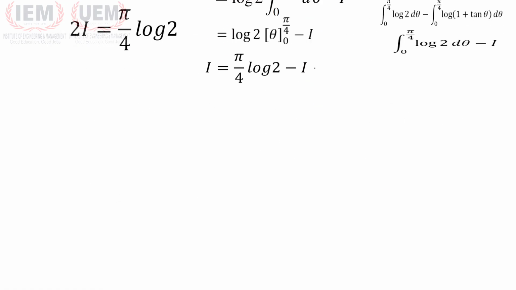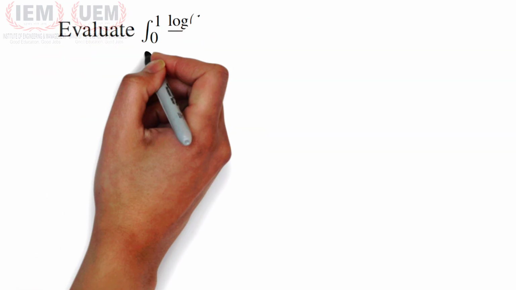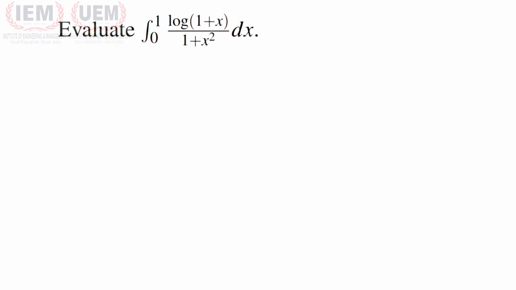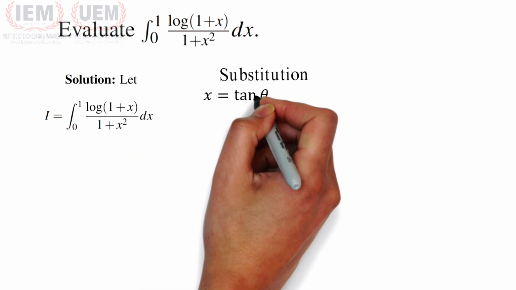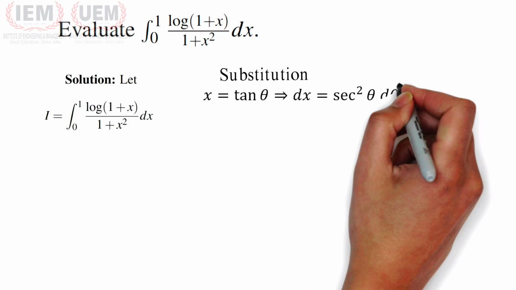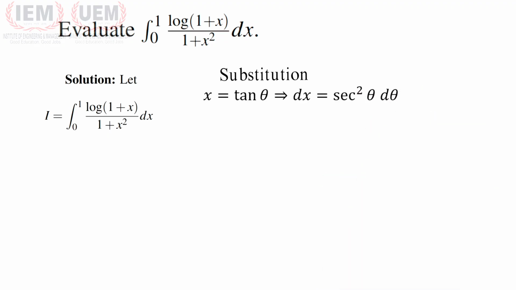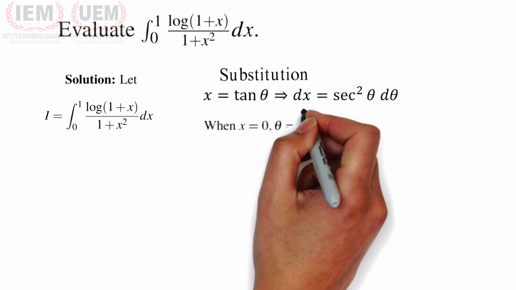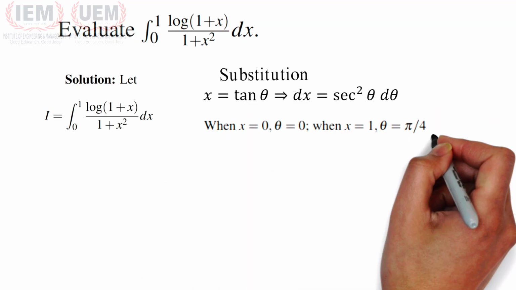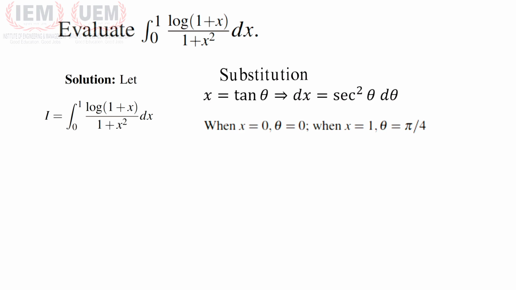Let us solve one more problem, finding the integral from 0 to 1 of the log of 1 plus x, divided by 1 plus x squared. In this case, let's set x as tan theta. This means we're rewriting x in terms of the tangent function. Thus, we have dx is equal to sec squared theta d theta. On the other hand, when x is 0, we have theta equal to tan inverse 0, that is theta equal to 0. And when x is 1, we have theta equal to tan inverse 1, that is theta equal to pi by 4.